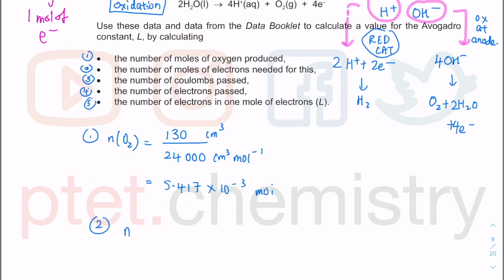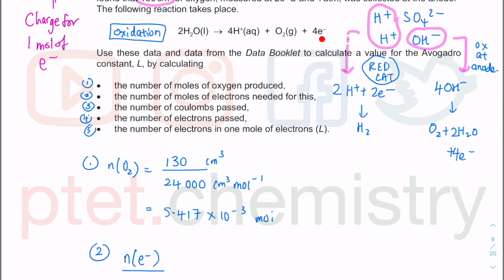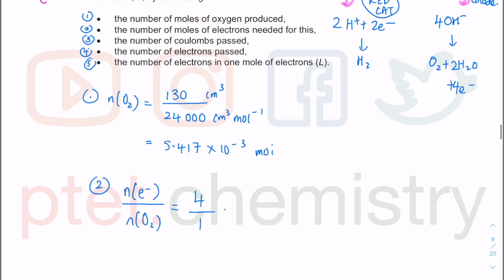Now, what is the number of moles of electrons? Well, from the equation, 4 moles of electrons are produced along with 1 mole of oxygen. So I will relate the moles of electrons to the oxygen. 4 moles of electrons is to 1 mole of oxygen. So what is my actual mole of electrons? It is to the 5.417 times 10 to the minus 3 mole of oxygen.